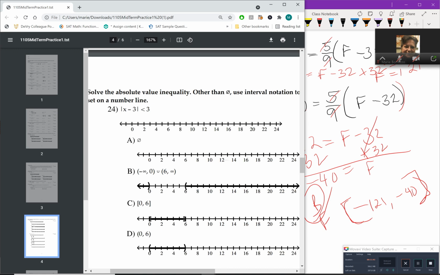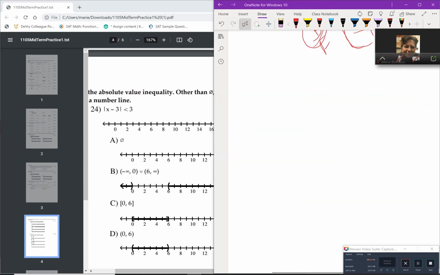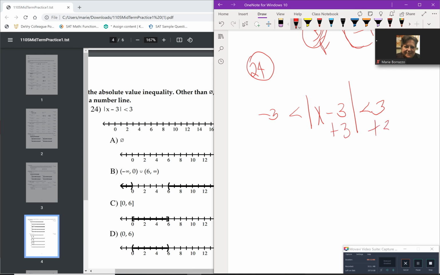All right. Let's look at 24. Number 24 should be a very basic question for you. We have the absolute value of x minus 3 less than 3. And so we also want to do the greater than negative 3. If I add the 3 to all three sides of this inequality, I get x is greater than 0 but less than 6.